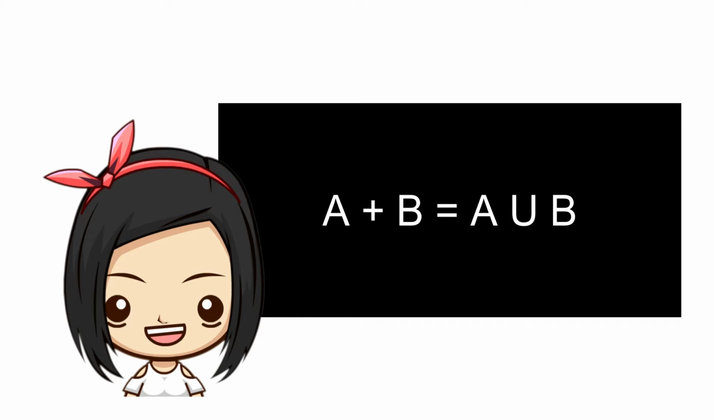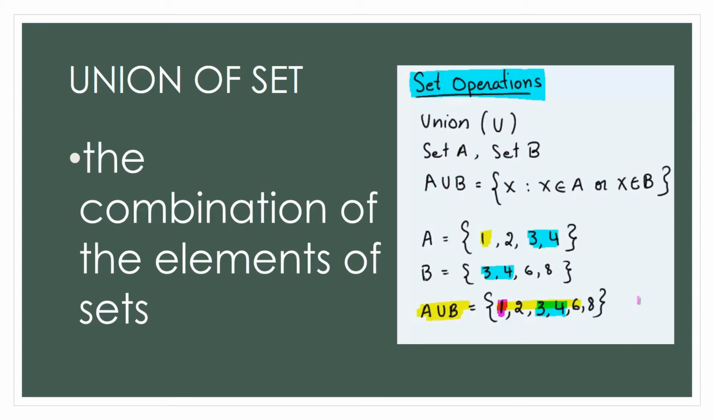So, in order for us to understand it well, we will consider an example. So one example can be seen here. So for example, we have here two sets. Set A with elements 1, 2, 3, and 4, and set B with elements 3, 4, 6, and 8. So how are we going to get union of set A and set B? Any idea from the class?